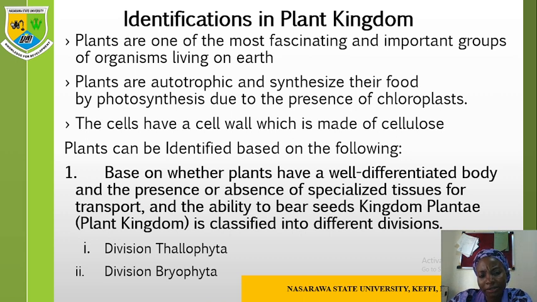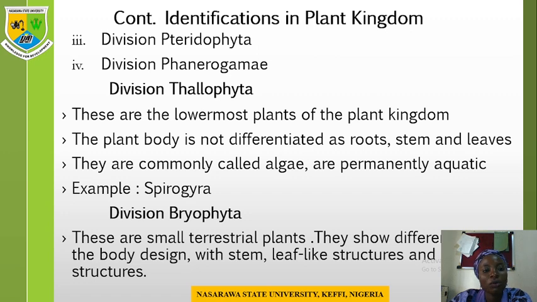Plants can be identified based on the following. 1. On the basis of whether the plants have a well-differentiated body, the presence or absence of specialized tissues for transport, and the ability to bear seeds. Kingdom Plantae is classified into different divisions. The first division we have is Thallophyta. The second division, Bryophyta. We have division Pteridophyta and Phanerogamia.